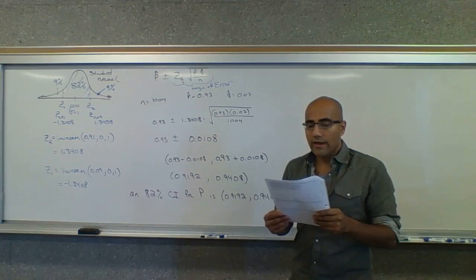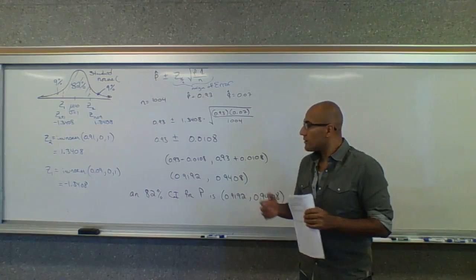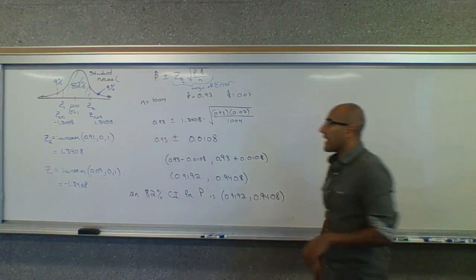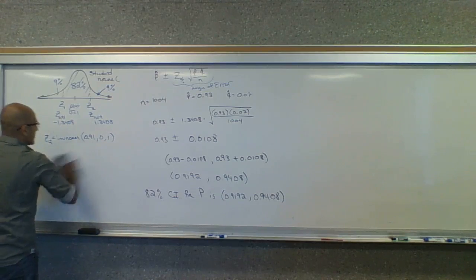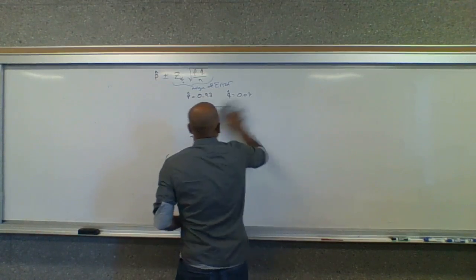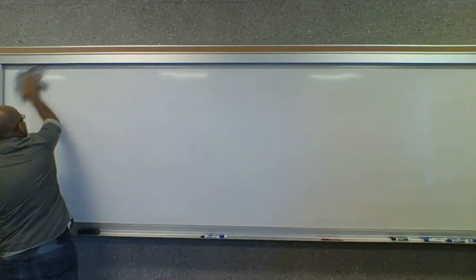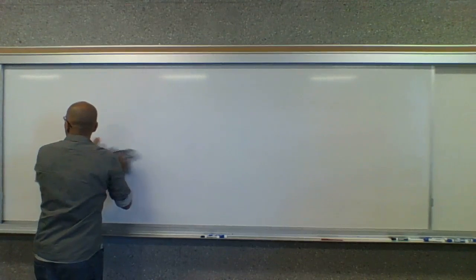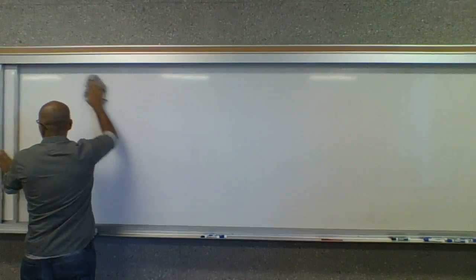Okay, so is it clear what parameter we're talking about? Means. So we're going to have to create a confidence interval for means. All right, so the first thing you need to do is, what's the first thing you do? Check the conditions. That's really good. Yes, check the conditions.